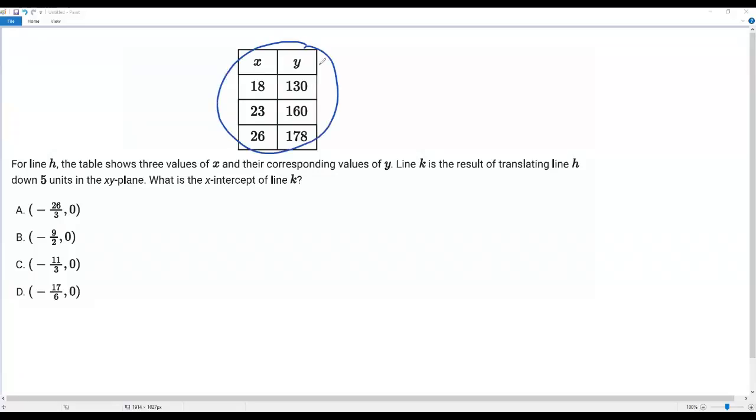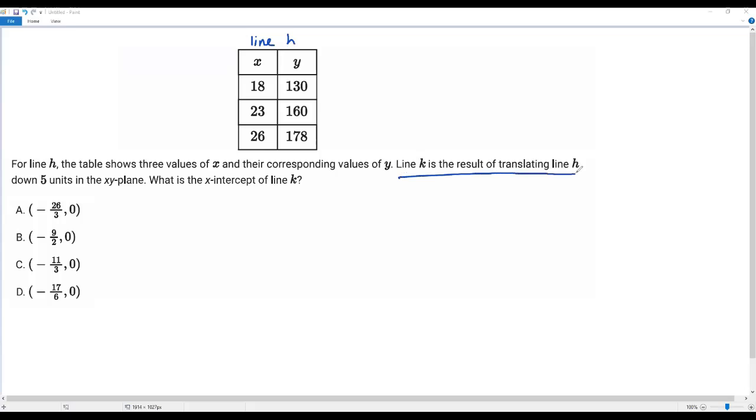There is a table of values given for x and y. Okay, now let's go with the information here. For line H, the table shows 3 values of x and their corresponding values of y. Let me write it over here.